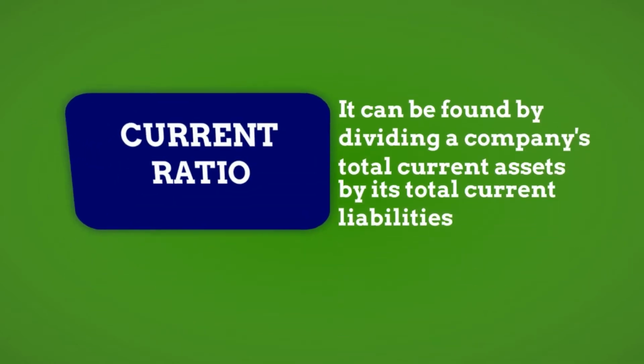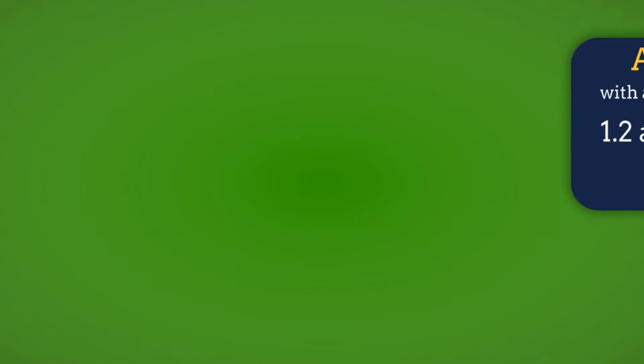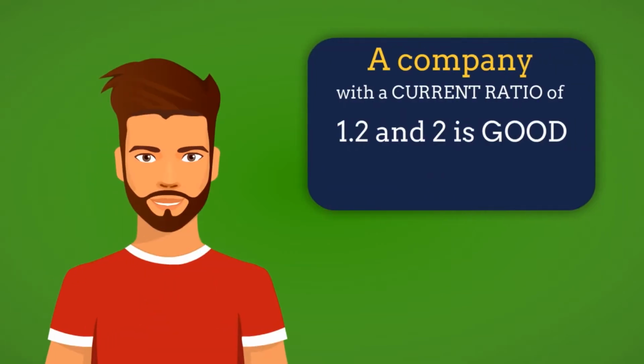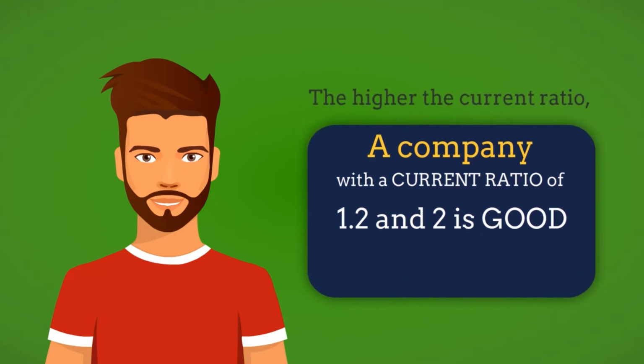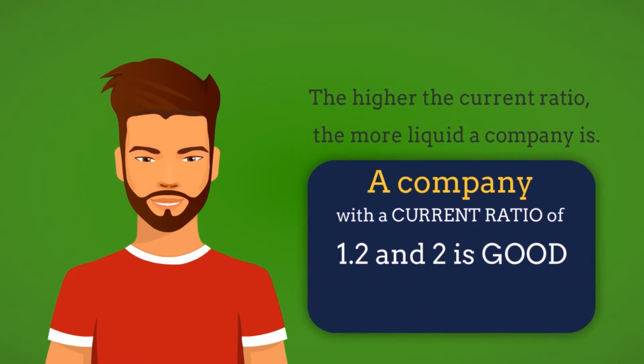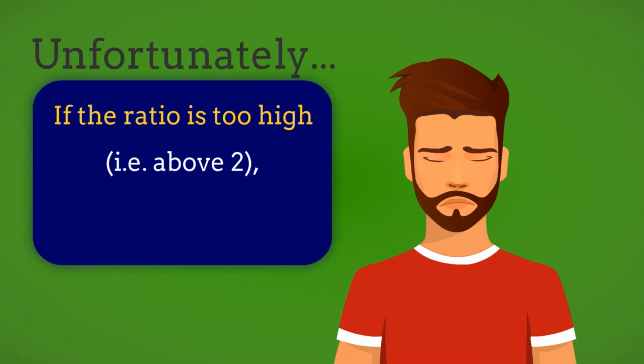Current ratio can be found by dividing a company's total current assets by its total current liabilities. A company with a current ratio of between 1.2 and 2 is typically considered good. The higher the current ratio, the more liquid a company is. However, if the current ratio is too high, above 2, for example, it might be that the company is unable to use its current assets sufficiently.